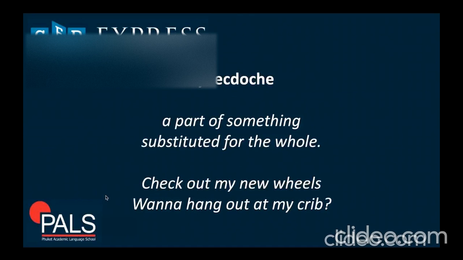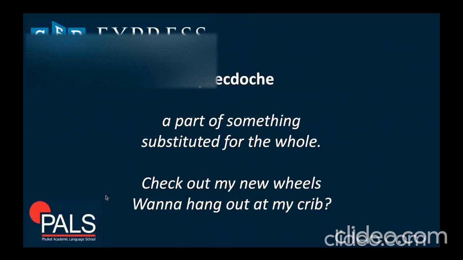Synecdoche. Synecdoche is a part of something substituted for the whole. An example of that to make more sense is when you say check out my new wheels, but actually you're not just telling someone to check out the wheels, you're actually saying to check out your car. You've got a new car and you want someone to look at it, and you don't expect them to actually just look at the wheels, but the whole car.